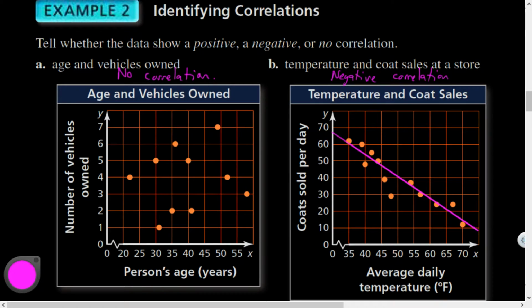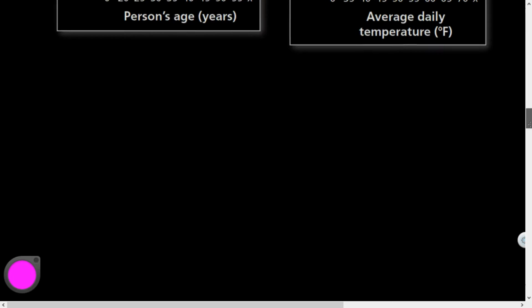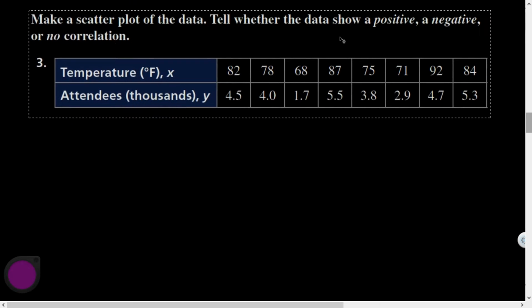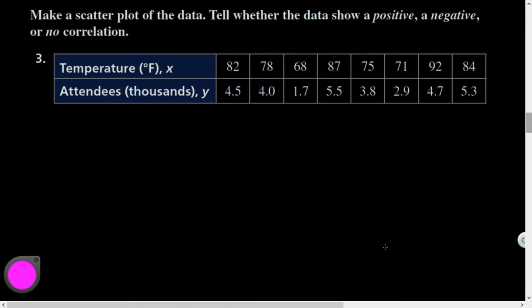Here we go. All right. We're going to do monitoring progress question 3. And here it asks us to make a scatter plot of the data. If I was to do that, I would look at my X values, and they're bouncing between 71 and 92. So I would draw my X-axis and label some values like that. I'd look at my Y values and see my smallest number is 1.7, my biggest is 5.5. So I'd fix my scale on my Y-axis and draw them as such.